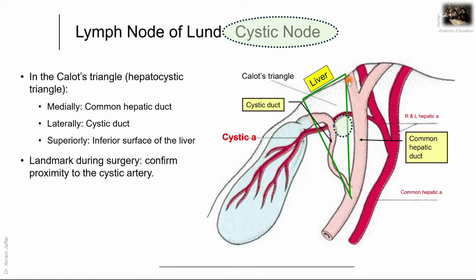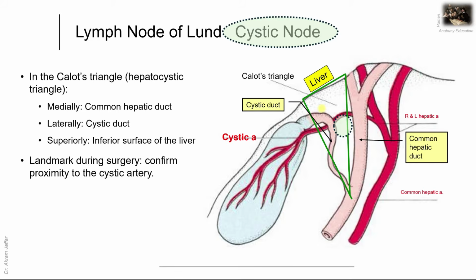The triangle is bounded medially by the common hepatic duct, laterally by the cystic duct, and superiorly by the inferior border of the liver. And within this triangle is the cystic artery. Identification of the cystic artery is important during this operation, cholecystectomy, because it has to be ligated and cut.